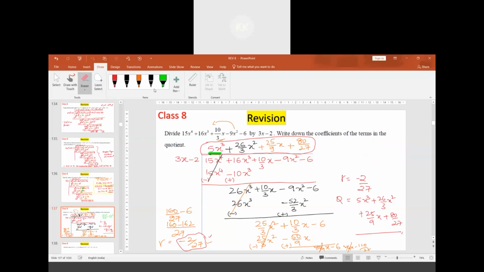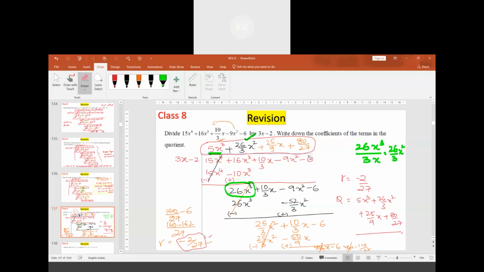Now coming to the second. Here in this step, we are having 26 x cube. Then I have to divide by 3x. So I will be getting 26 by 3 x square. So I have written here 26 by 3 x square. So no doubt there.